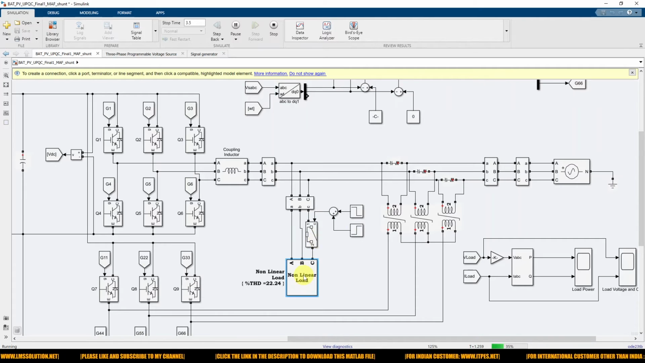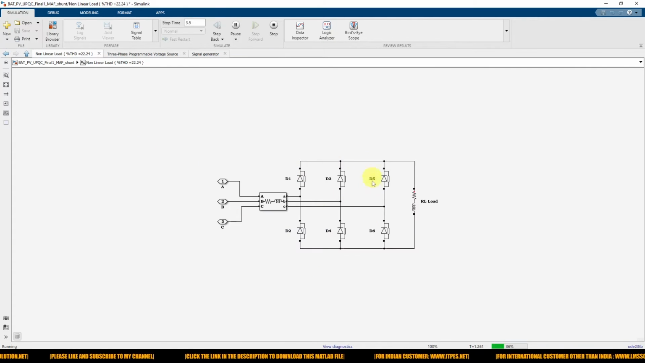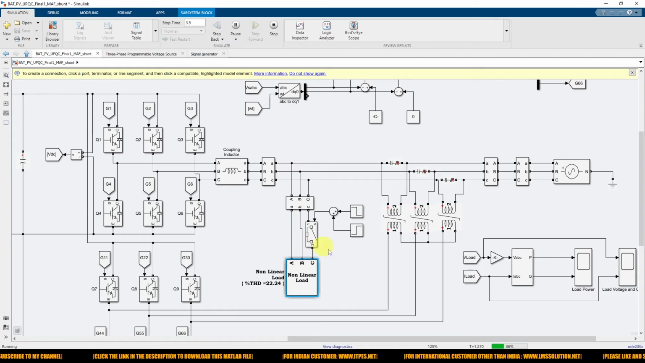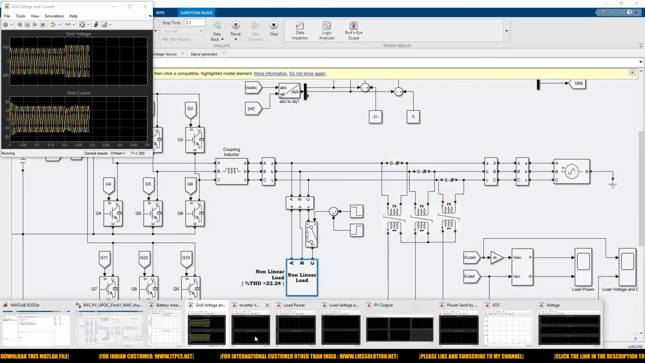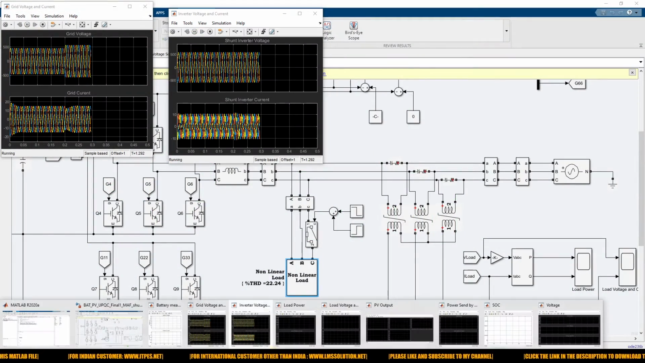And also here we are using a nonlinear load, right? A diode rectifier with an RL load, so it will create harmonics in the source current, right? Because of this shunt converter, the source current quality is going to be improved. Okay, next I'm going to explain the simulation results.